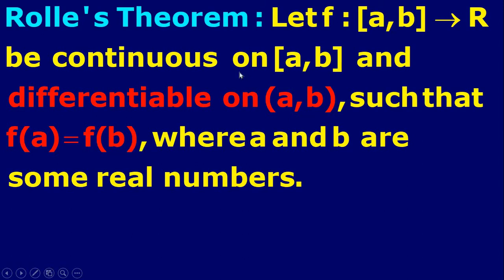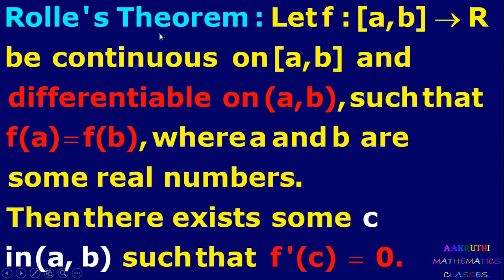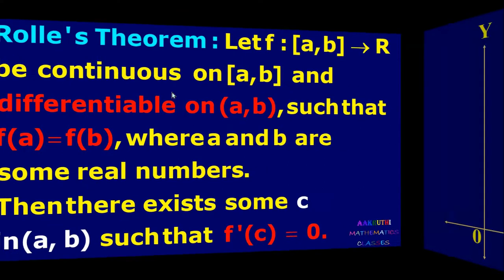So first the function should be continuous and it should be differentiable and f of a equal to f of b, where a and b are some real numbers. If these three conditions are satisfied, then there exists some c belonging to open interval a b such that f dash c equal to 0. So if the function is continuous in closed interval a b and differentiable in open interval a b and f of a equal to f of b, then there exists some c in open interval a b such that f dash c equal to 0. This is the statement of Rolle's theorem.